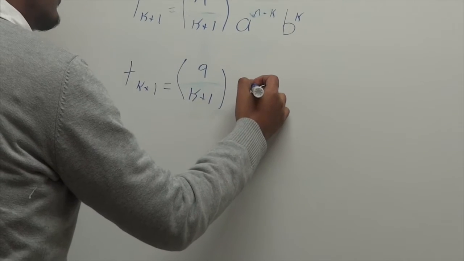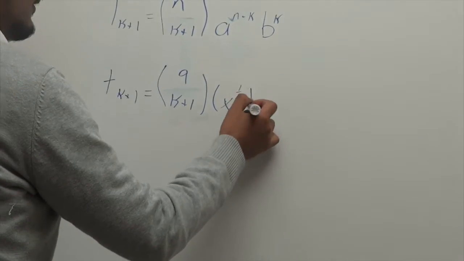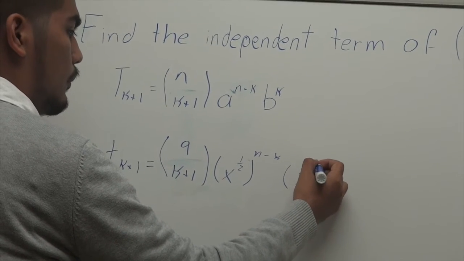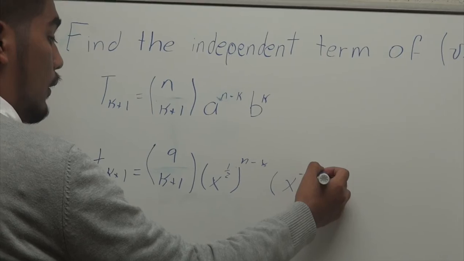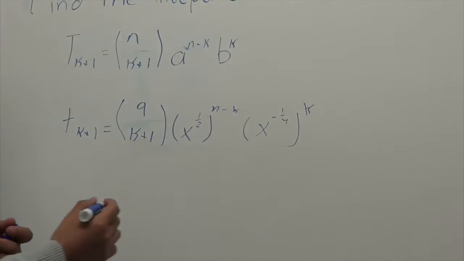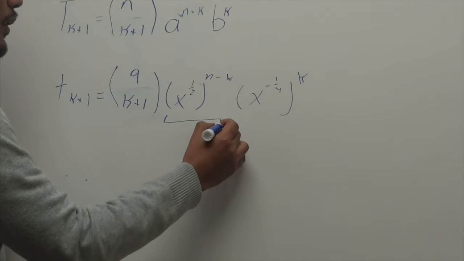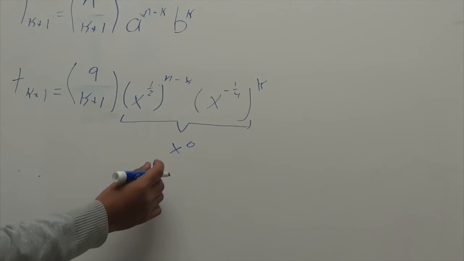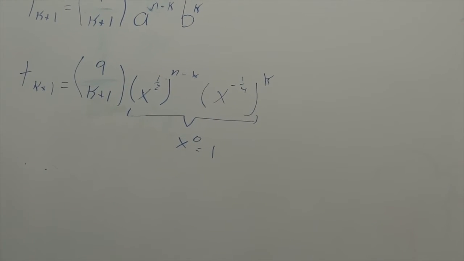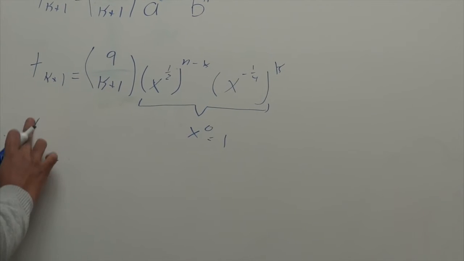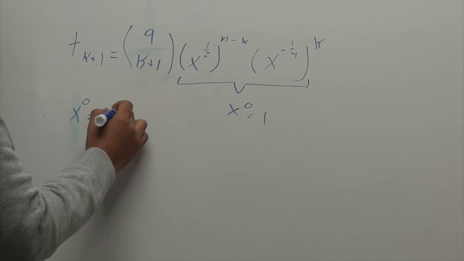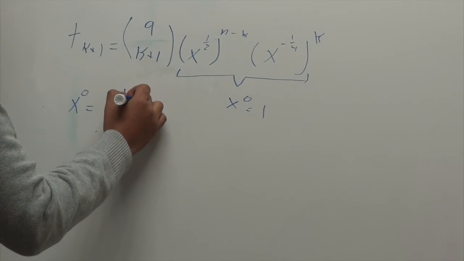Equal x to the half to the m minus k. We have then x to the minus 1/4 to the k. And so far we know we want this to be x to the 0, that is equal to 1. So we know that x equal to 0 equals x 1/2.